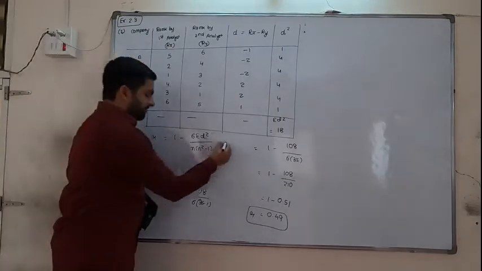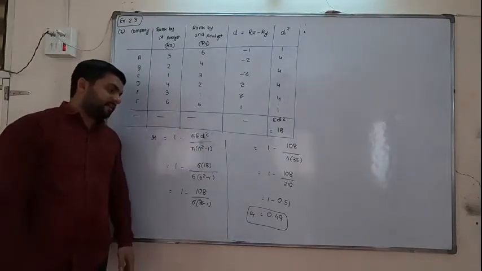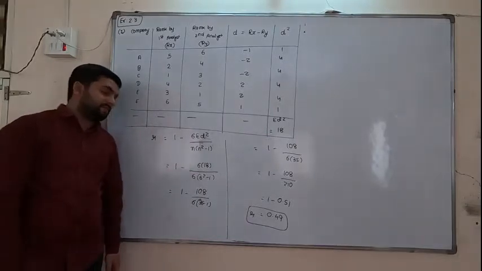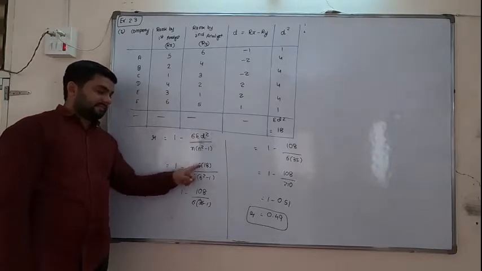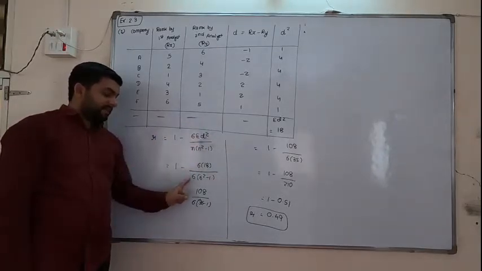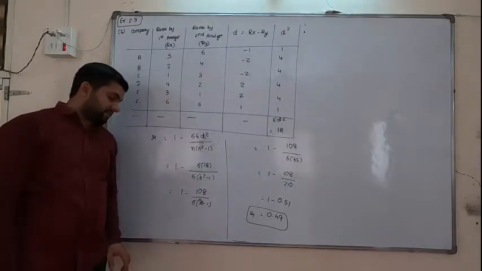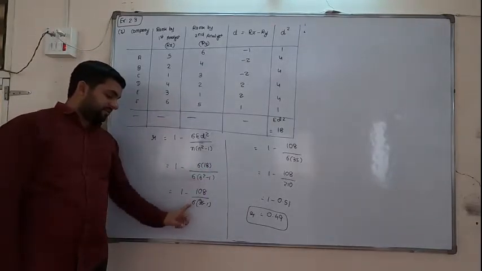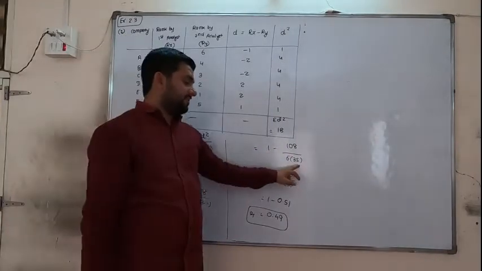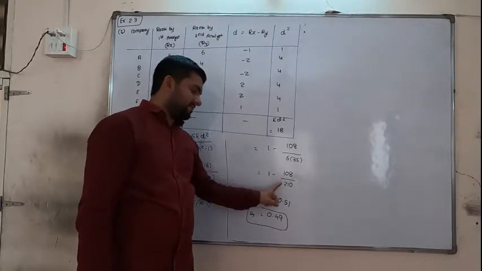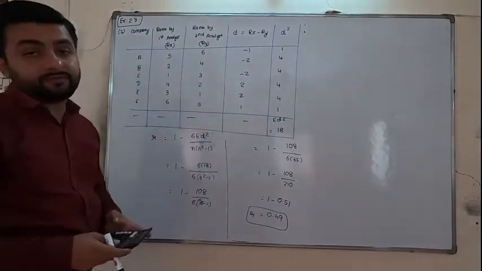What is the formula? 1 minus 6 sigma D square divided by n in bracket n square minus 1. 1 minus 6 sigma D square, 18. Now this value of n is 6 in bracket 6 square minus 1. 18 sixes are 108, 6 in bracket 36 minus 1. So 108 divided by 35 into 6, that is 210. 108 divided by 210 is 0.51. 1 minus 0.51 is 0.49.